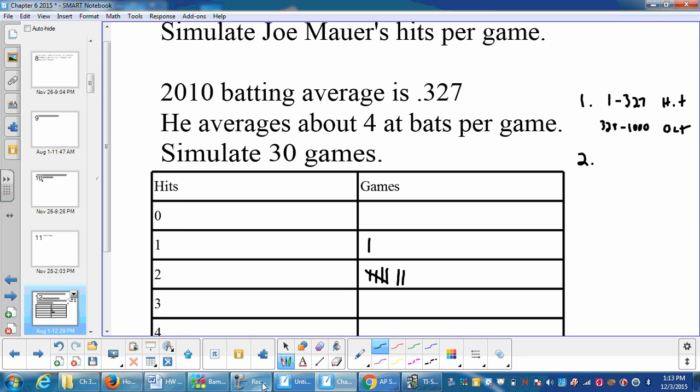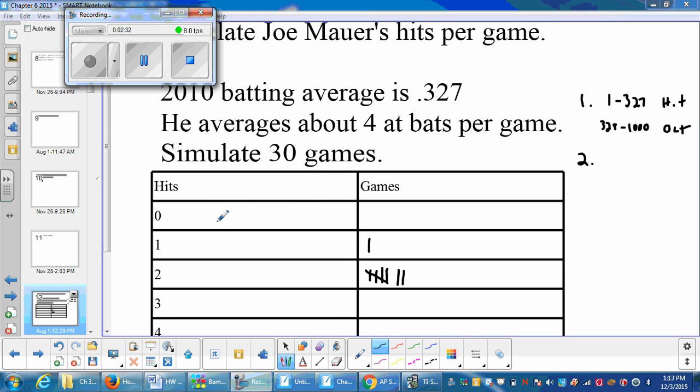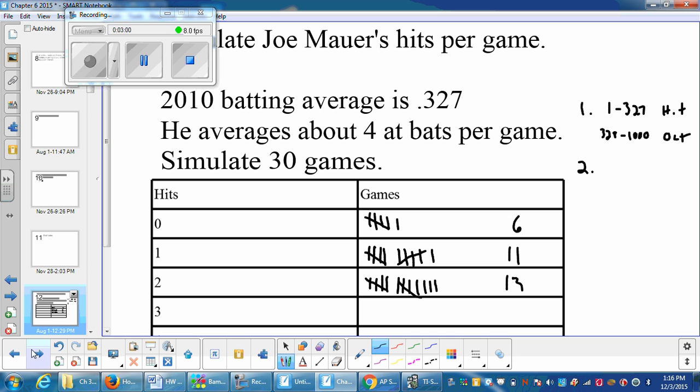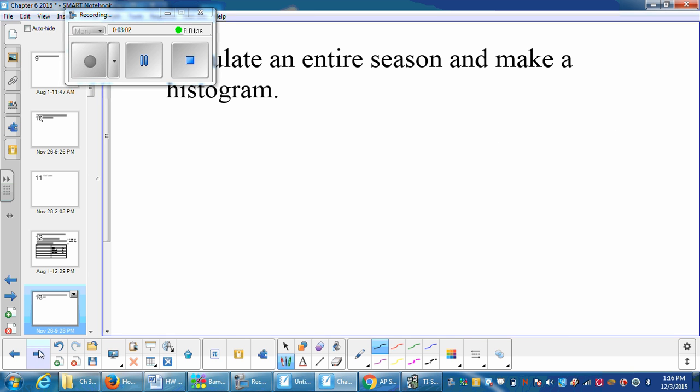Now I'm going to finish the other 30 simulations. All right, I did the simulation, and I got 6 for getting no hits. I had 11 for getting 1 hit, and I had 13 for getting 2 hits. So that's how we could simulate Joe Mauer's 30 games.